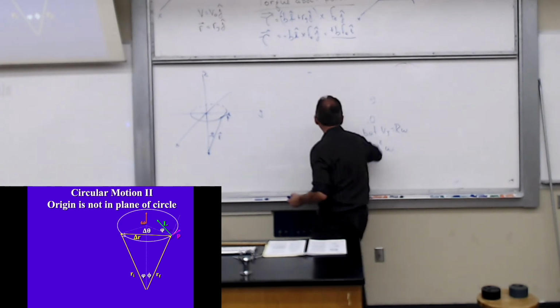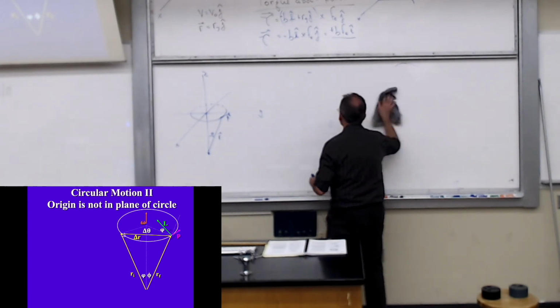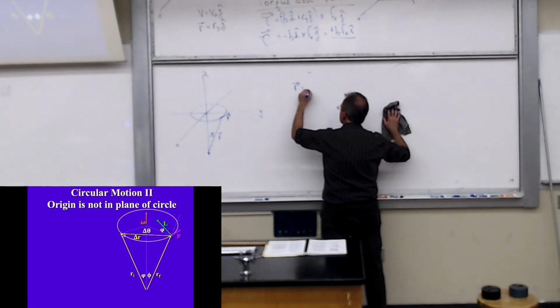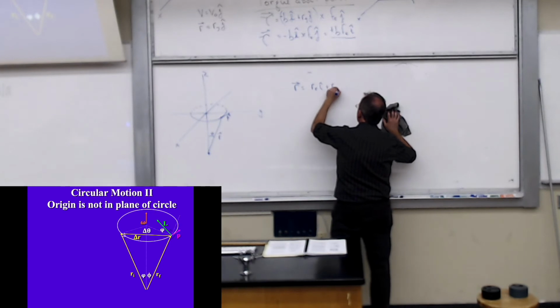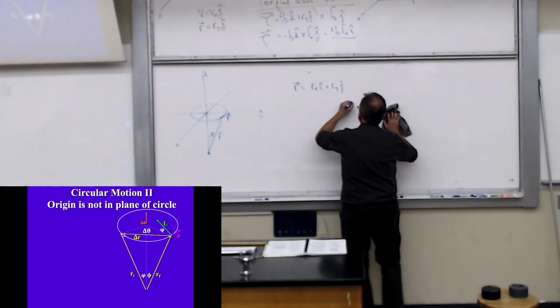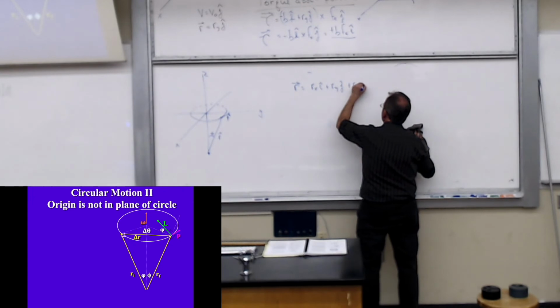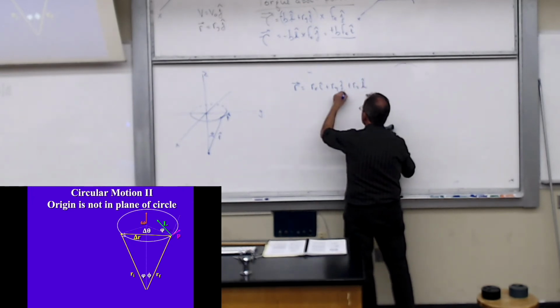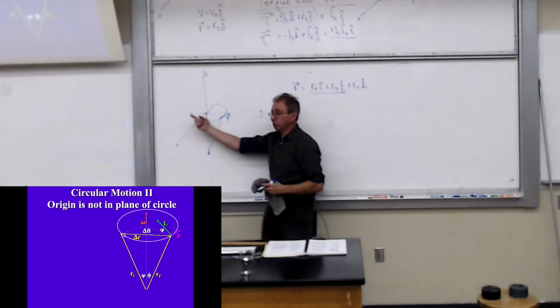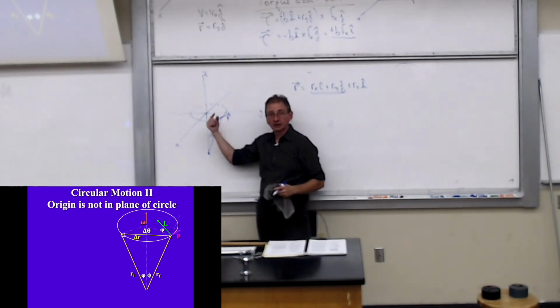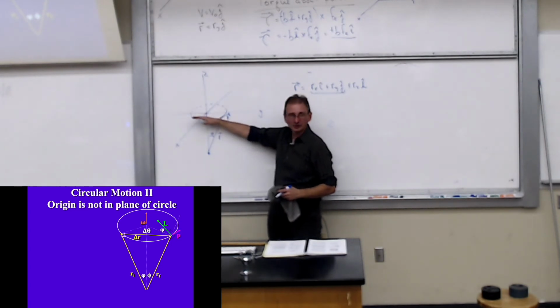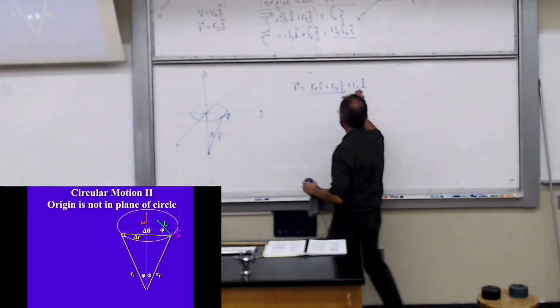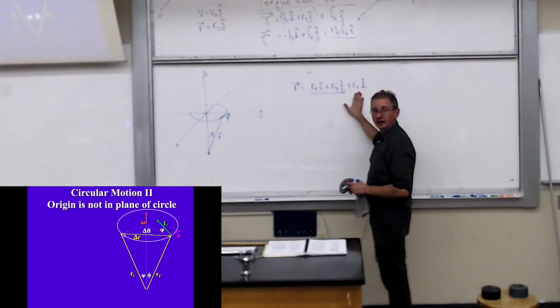Let me write down the r vector. These 2 components are in the plane of motion. Do you guys see that? The x and y components are in the plane of motion. I purposely drew this so the plane goes through the origin. And then this is not in the plane of motion.